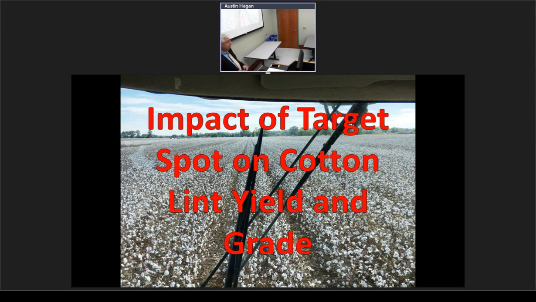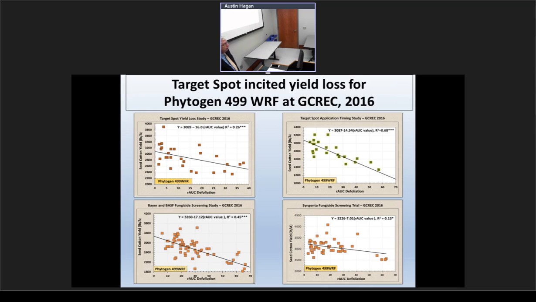Cotton target spot acts as a natural defoliator. If it developed later in the season, we would consider it a beneficial disease, and it would open the canopy up, allow the bolls to open up, and reduce humidity in the canopy, which might reduce hardlock. But it doesn't work out that way, because the disease shows up so early, in the middle of the growth of the plants, and it does have an impact.